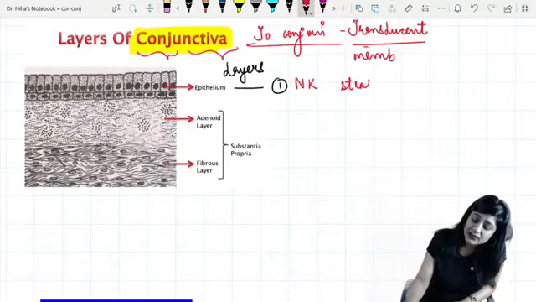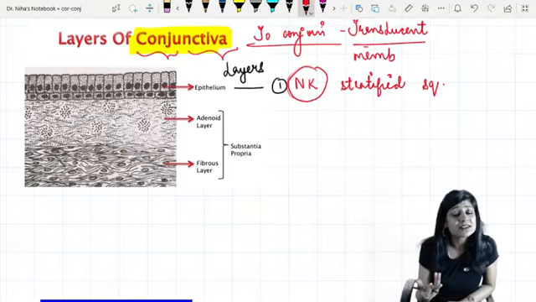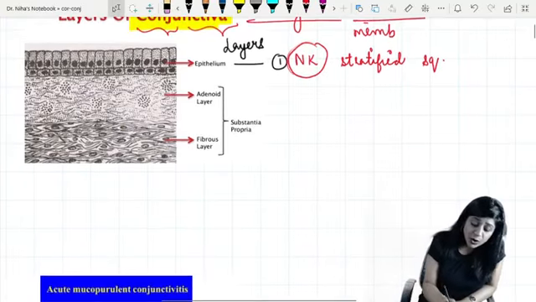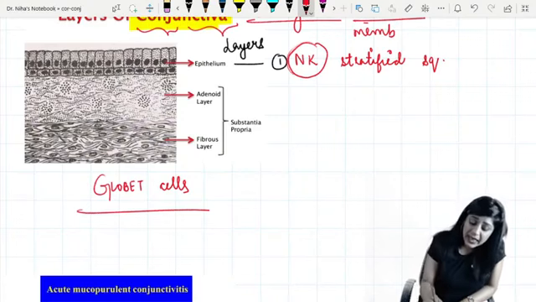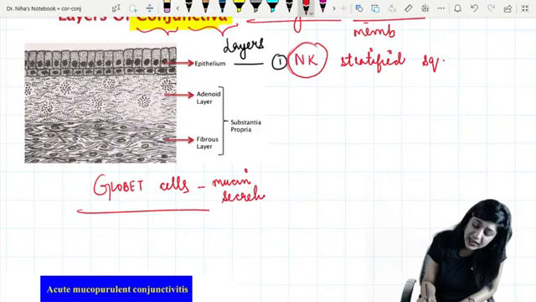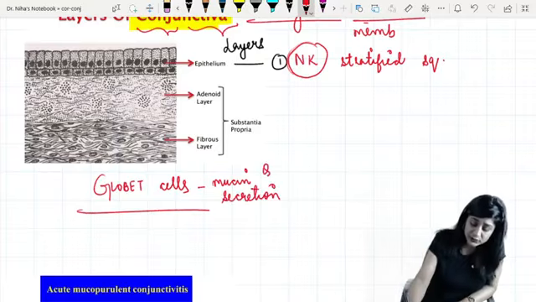This is your non-keratinized type. This is important because we require lubrication not only in the conjunctiva but also in the cornea. So we have non-keratinized epithelium. Why is it not keratinized? Because we have got the goblet cells. Another important question: where do we have these goblet cells? They are present in all parts of the epithelium, and they help in mucin secretion. This is important question number 2.